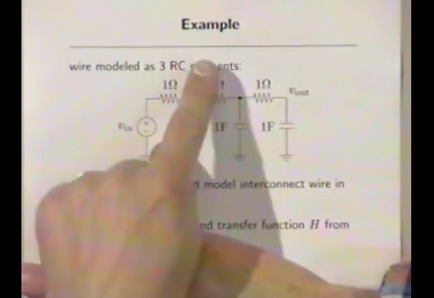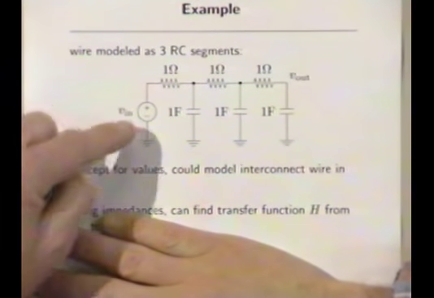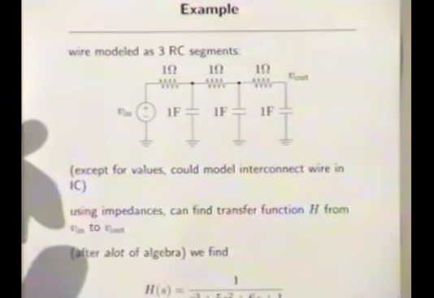I guess in 141 or something like that, you'll actually study the PDE that describes a wire, and this will be an approximation of that PDE. So here you have these 3 RC segments, and you can immediately get some rough idea of what's going to happen when the voltage changes here. If we look at the step response, for example, well, we can first work out the transfer function.